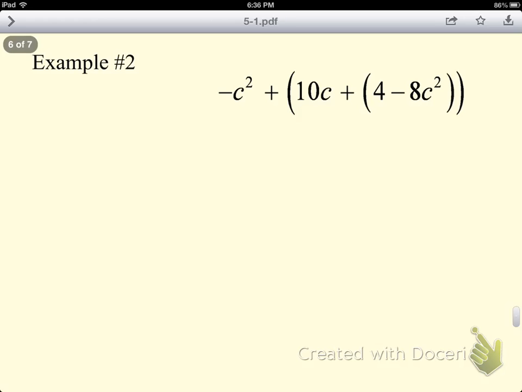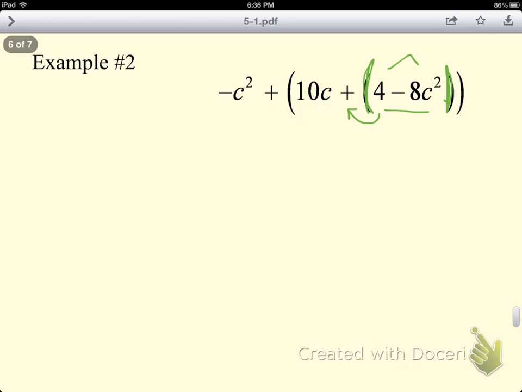Let's try another one. So example number 2. Now this is a series of parentheses, so we've got to be kind of careful here. These are called embedded parentheses. So when we have 2 parentheses, we start in and we work our way out. With PEMDAS we always say do whatever's in the parentheses first, but here we can't subtract 8c squared from 4 because those are unlike terms, so I can't actually do what's inside the parentheses, so I'm going to have to look outside.